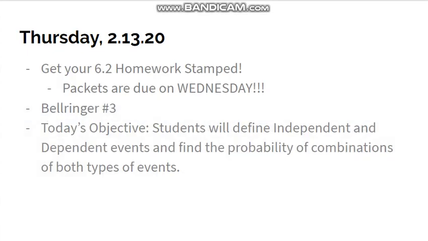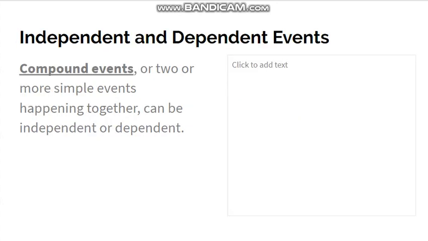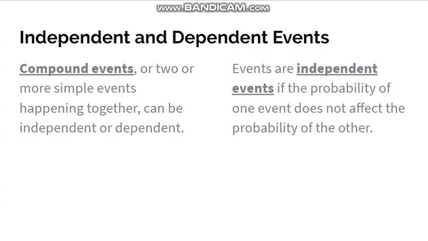So we're talking about independent and dependent events. The first thing we need to define is a compound event. A compound event is when 2 or more simple events are happening together. First, compound events can be independent. That's if the probability of one does not affect the probability of the other.